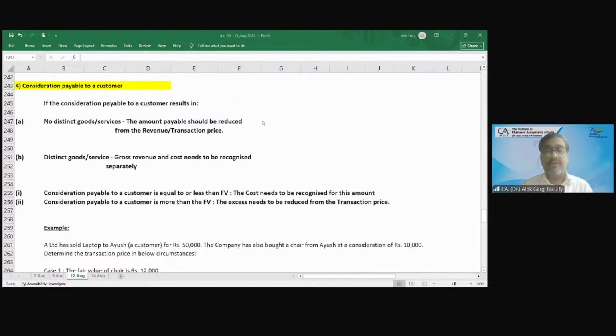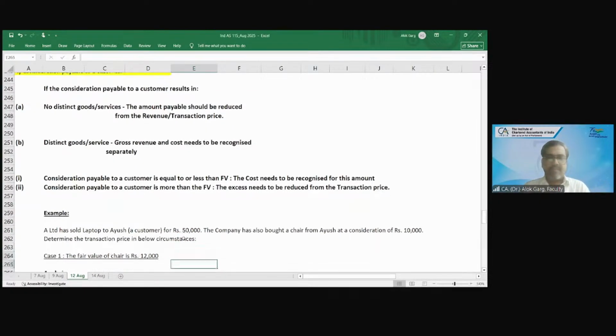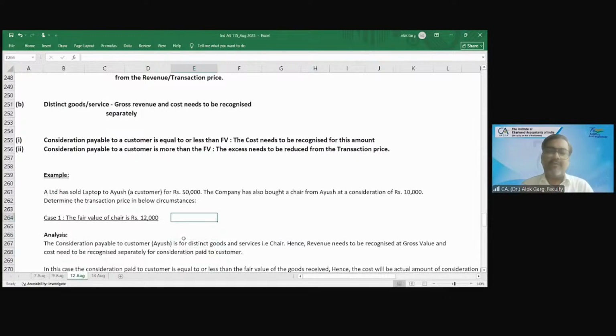So why have these kind of concepts come? Let me tell you. These concepts have come because entities started doing manipulation. For example, if I have to record more revenue, what should I do? I will collect more money from my customer. In case of consideration payable to a customer, I will tell Ayush, instead of paying me 50,000, can you please give me 60,000 rupees? Ayush kahega, okay, sir. So for a 50,000 rupees laptop, I have collected 60,000 rupees from Ayush.